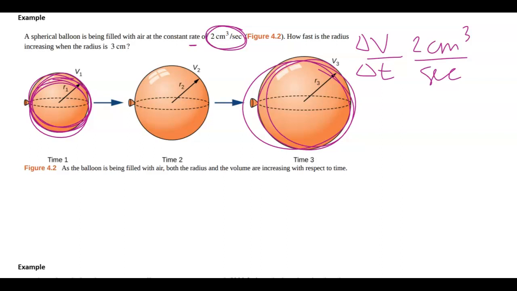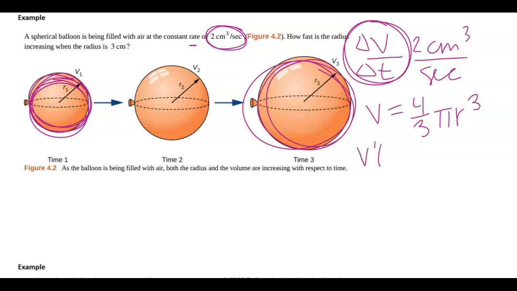Now you do need to know in this one that the volume of a sphere is 4/3 pi r cubed. And then I'm taking the derivative with respect to time, not with respect to the radius. So v prime of t is 4/3 pi times 3r squared, and then I'm taking the derivative of radius with respect to time, so dr dt. Now another way to write v prime of t is dv dt. Those are the same things.